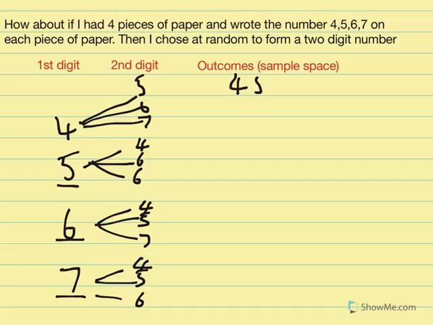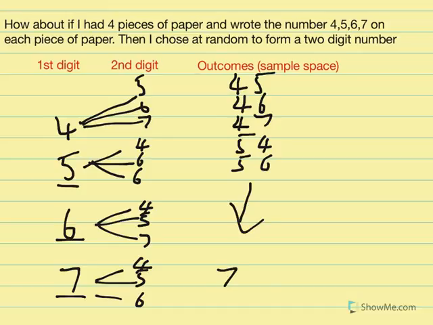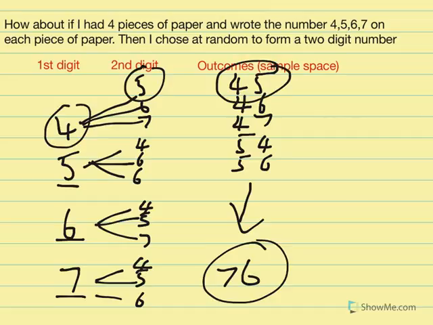So therefore now I'm going to list my outcomes. I've got 45, 46, 47. I've got 54, 56 and all the way down to 76. Okay, so my 45, remember, comes from the 5 and the 4. My 76 down here comes from the 7 and the 6 to form the numbers. So there's my sample space.